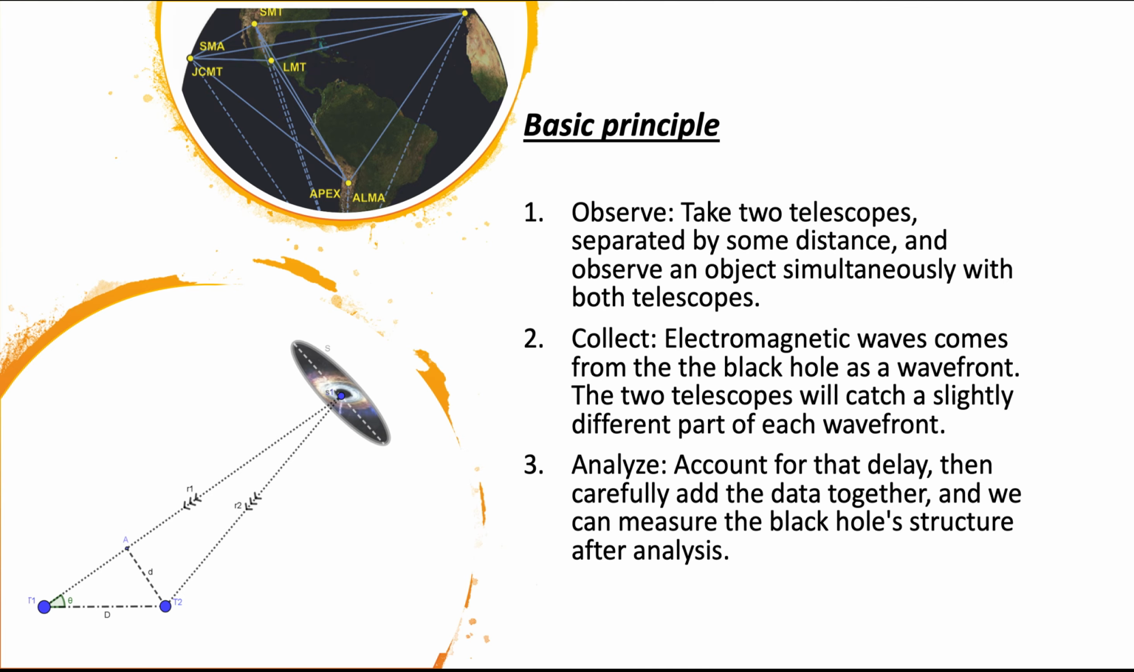Electromagnetic waves come from the black hole as a wavefront. The 2 telescopes will catch a slightly different part of each wavefront due to the separation between them. And then they analyze the delay for the slight difference between the waves they receive, and by doing so, they can measure the black hole structure after analyzing.